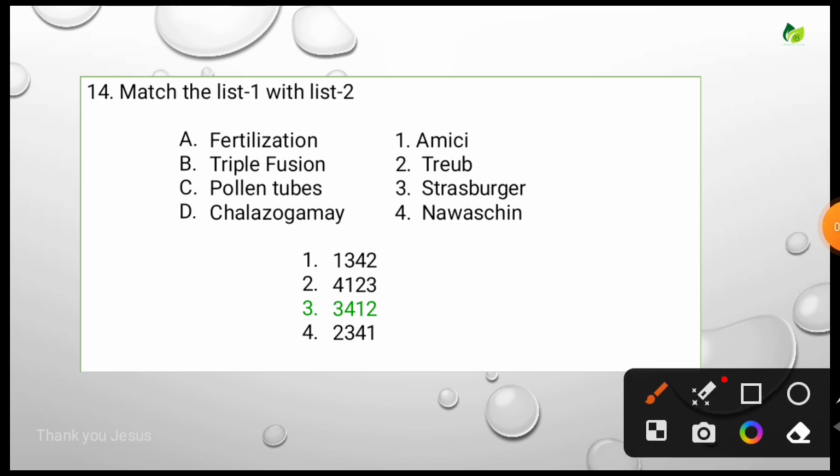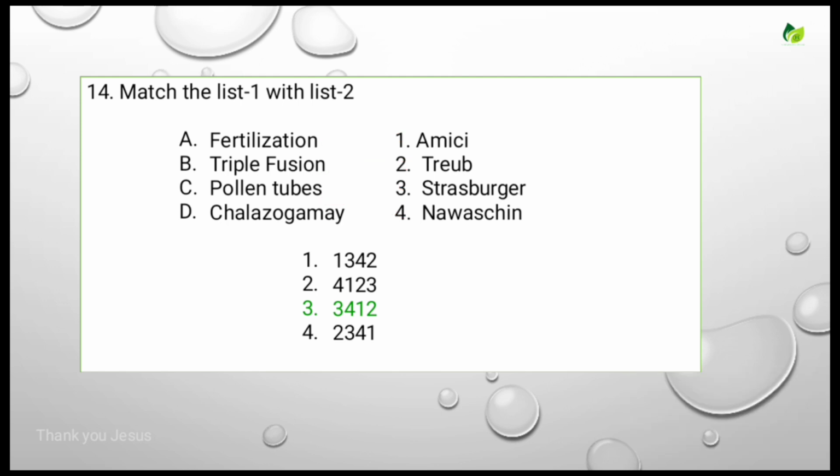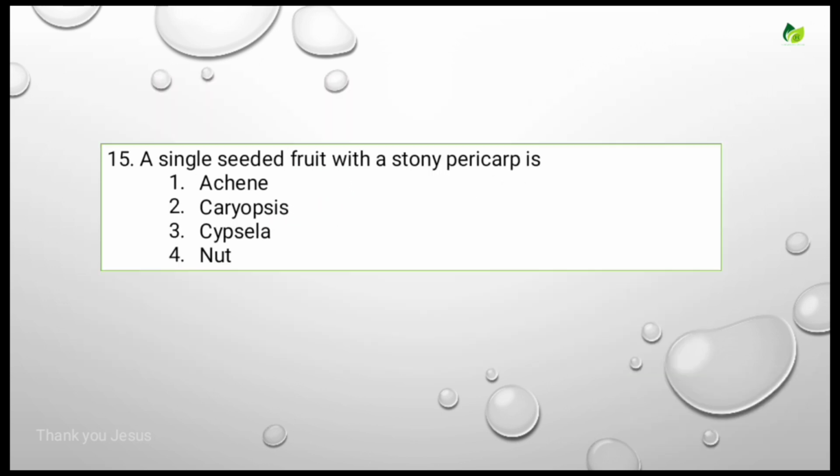So let's see. So fertilization is discovered by Strasburger. Triple fusion is discovered by Navashin. Pollen tubes were first identified by MEC. Chalazogamy first identified by Treb. Okay, so the third option is the correct option. Okay, let's see the next question.